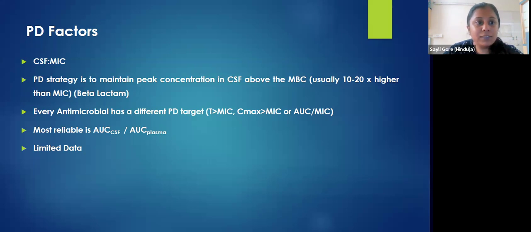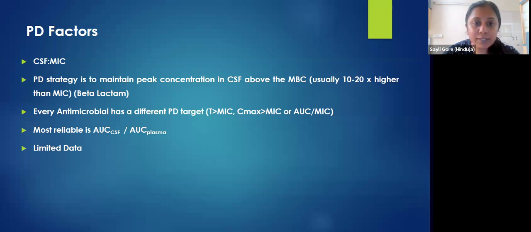There are some PD factors that are a focus. CSF to MIC is the most commonly targeted PD factor. However, we have very limited data, but some recent data coming in, which is most reliable, is on AUC CSF to AUC plasma. That is, however much dose you're giving through the plasma, there is always X percentage of the drug that gets distributed to the CSF from the plasma. But again, this is about IV therapy.